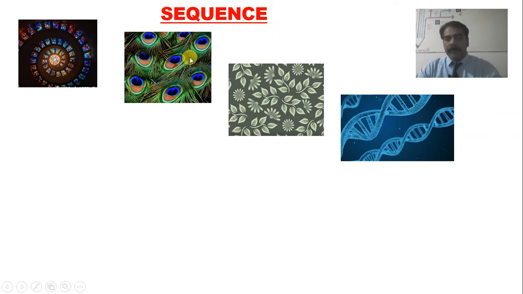Students, when a definite order or a specific order or a particular pattern is found in numbers, they are also known as a sequence. So let us try to understand the different types of sequence.